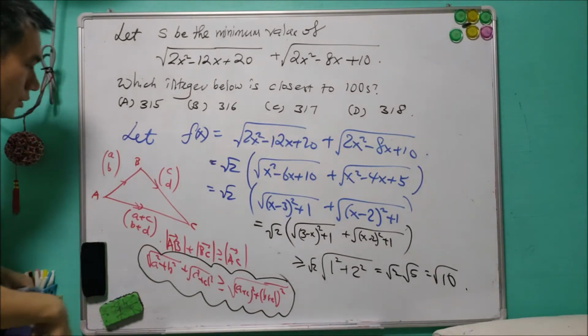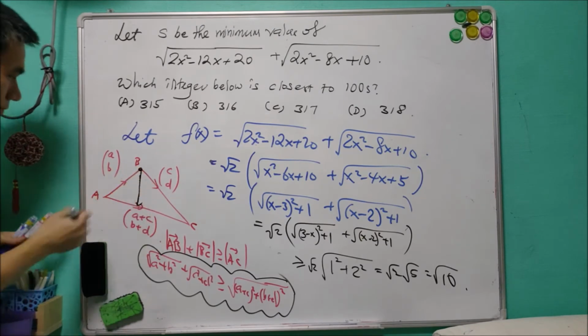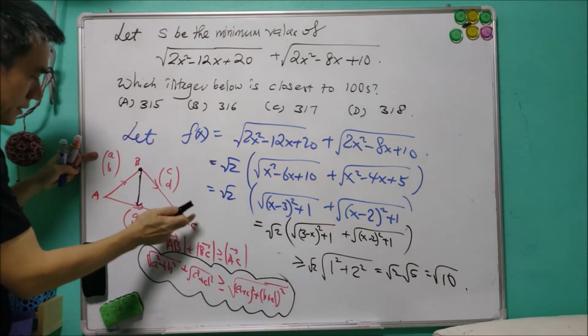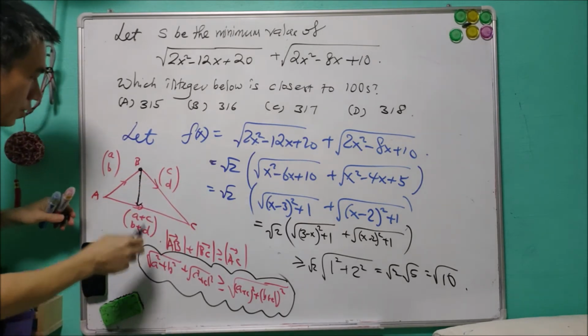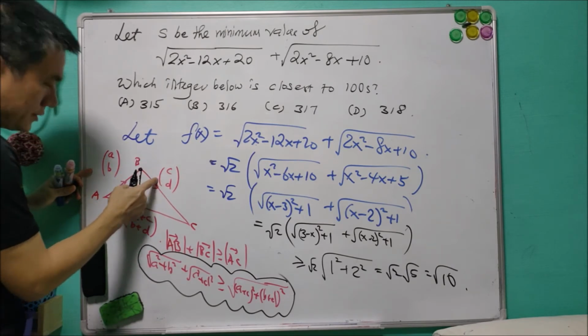When can the equality hold? The equality holds if and only if this B moves to here. In that case, AB must be parallel to BC. So equality holds if and only if AB is equal to k times CD.